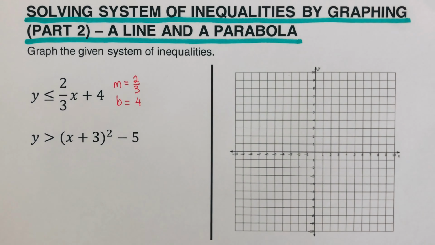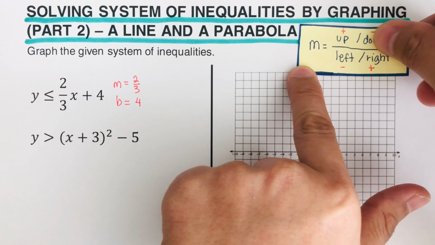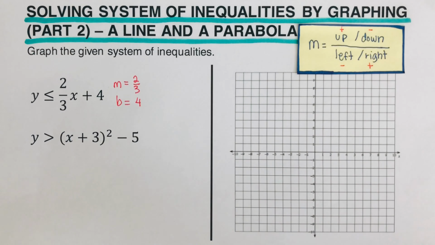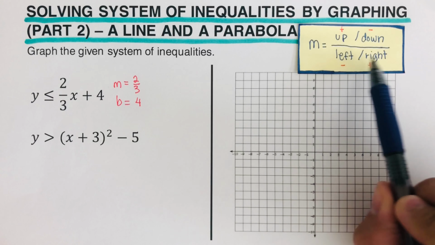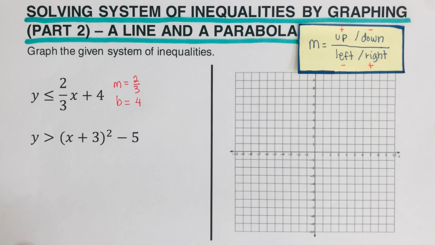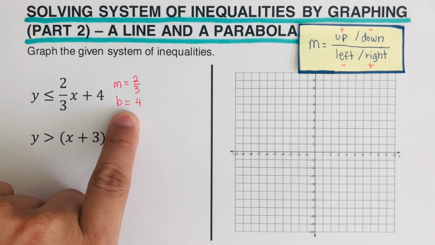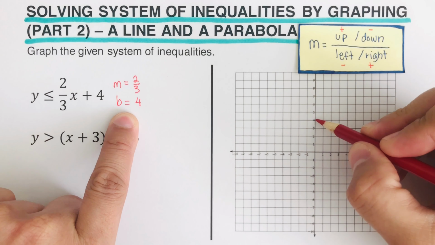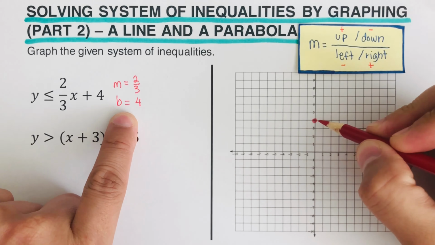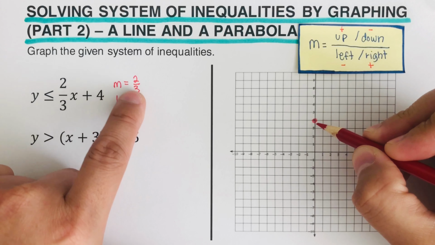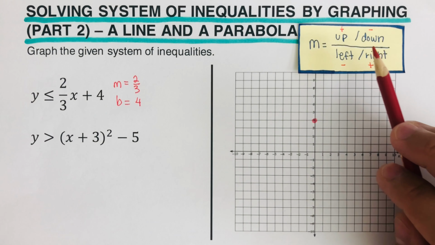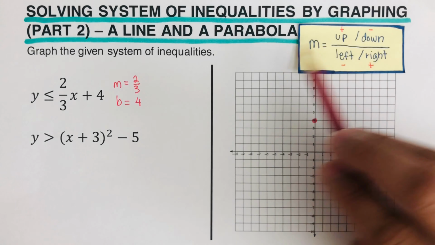Now we remember that slope represents this. The numerator would tell us whether to go up or down, and the denominator will tell us whether to go left or right. So we are going to plot the y-intercept, that would be on 4. So this is going to be right here. That's the first dot. That's the y-intercept 4, and then the slope is 2 over 3, and they're all positive. So we go up because it's positive.